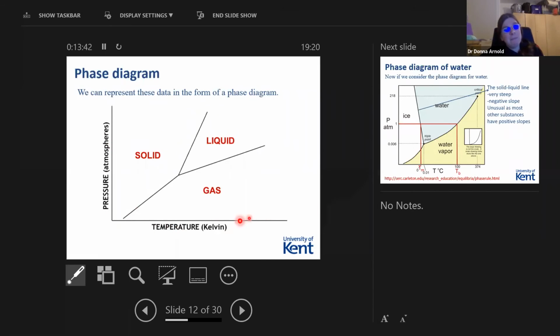And we have it against temperature, which typically is in Kelvin, but again, you may see it in degrees C. And what we end up with is a region of the phase diagram which is our solid, a region which is a liquid, and a region which is a gas. And so I can say at this temperature and this pressure, I would expect my material to be solid.